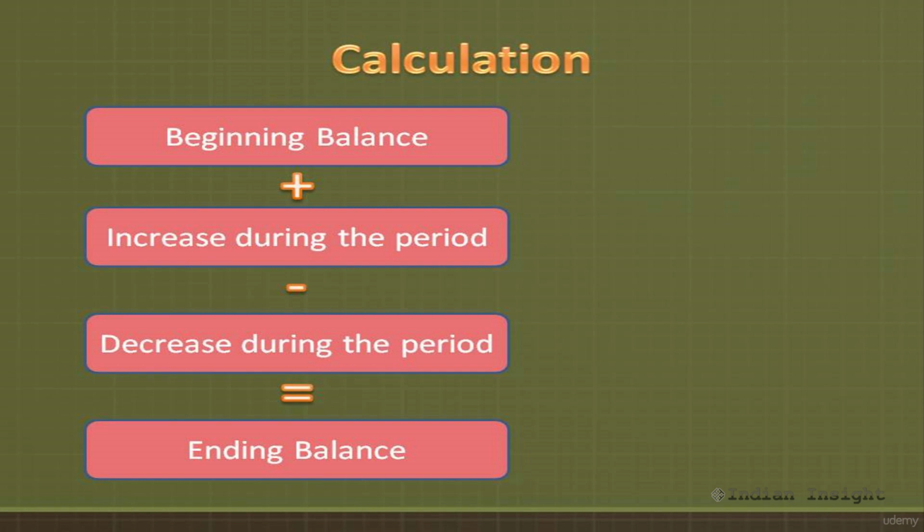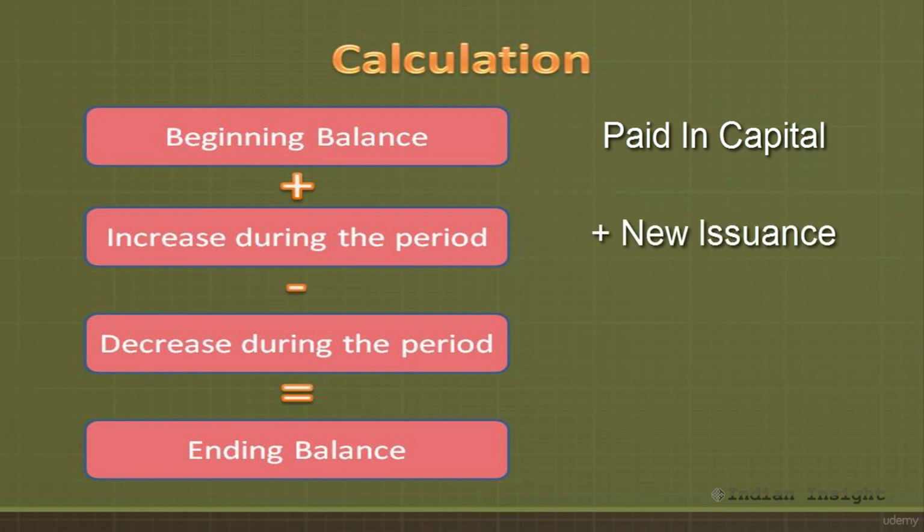So for example, the paid-in capital of a company can increase in case there is a new issuance of stock by the company, and the paid-in capital can decrease if the company repurchases any of its previously issued stock.